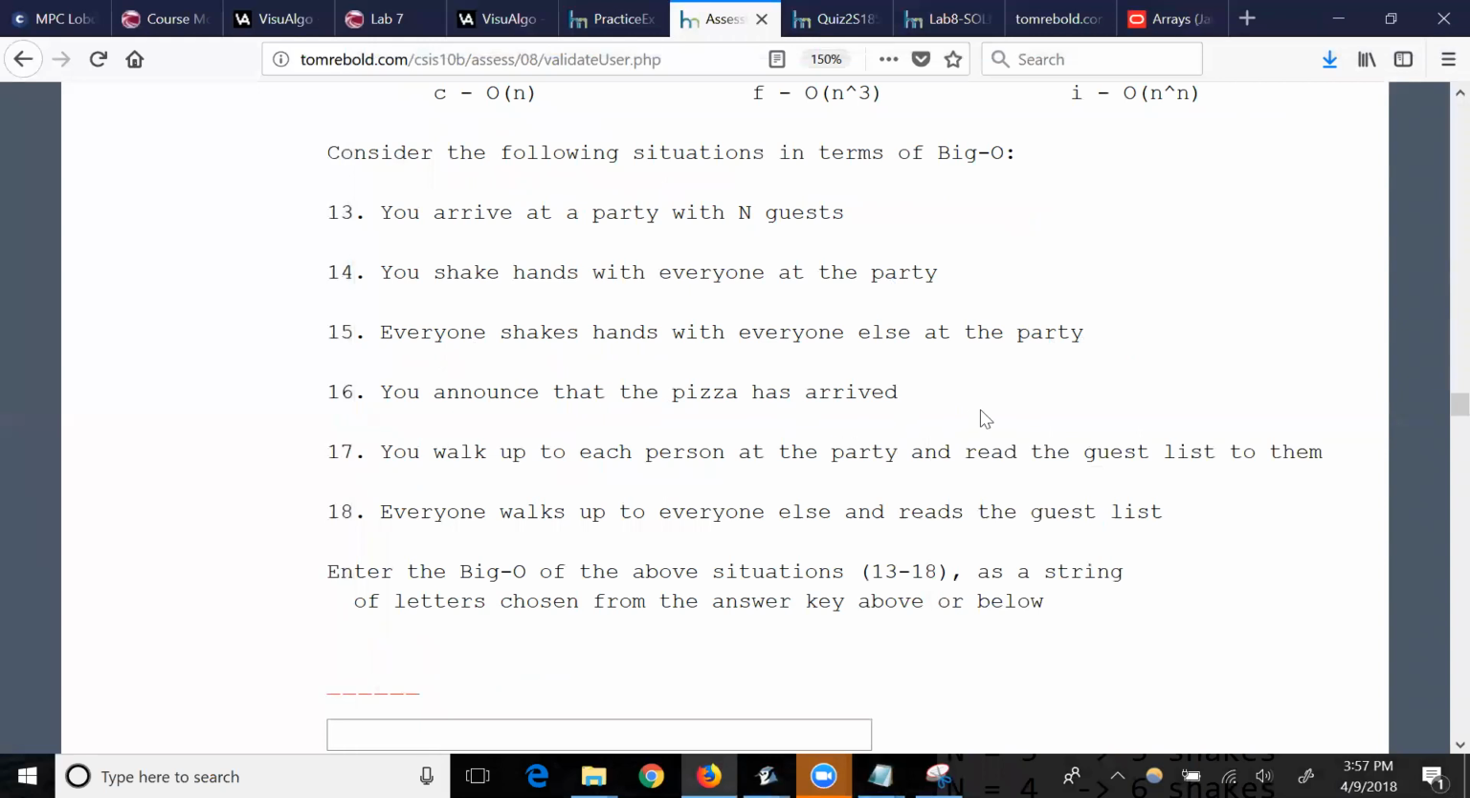16 is you announce the pizza has arrived. That's one event. 17 is you walk up to each person and read the guest list to them. This is a slight modification of what I used to have there. The idea is you're walking up to every person and reading the guest list to them. So you're reading n names, n minus 1 times. So that's an n squared kind of process. Everyone walks up to everyone else and reads the guest list to them. That's going to be an n cubed process.